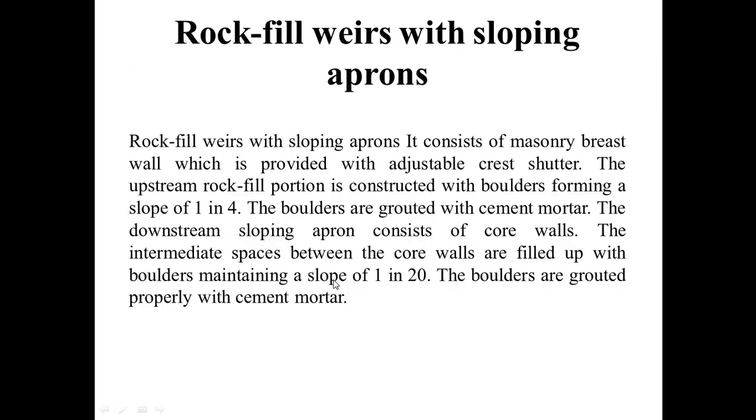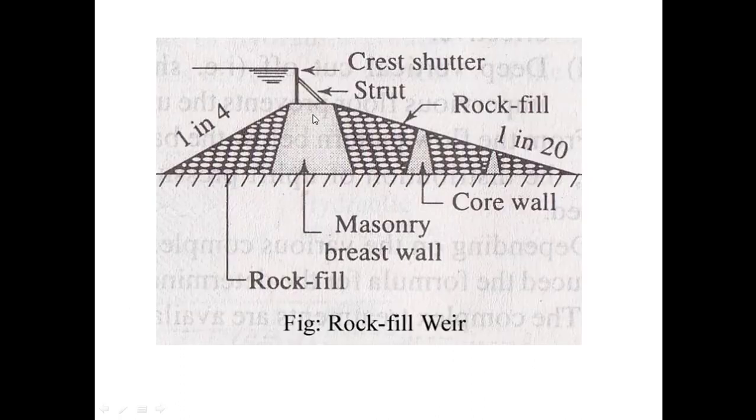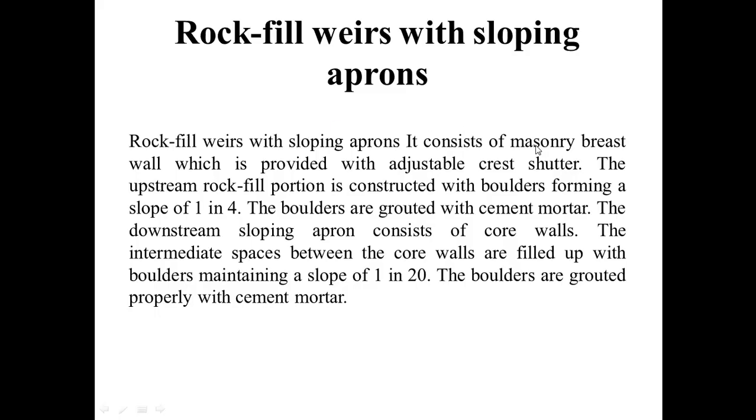Next type is rockfill weir with sloping aprons. A rockfill weir with sloping apron consists of a masonry breast wall which is provided with adjustable crest shutters. Here is the figure. Here is the masonry breast wall which is constructed of masonry, and at the top also a crest shutter is provided for extra ponding.